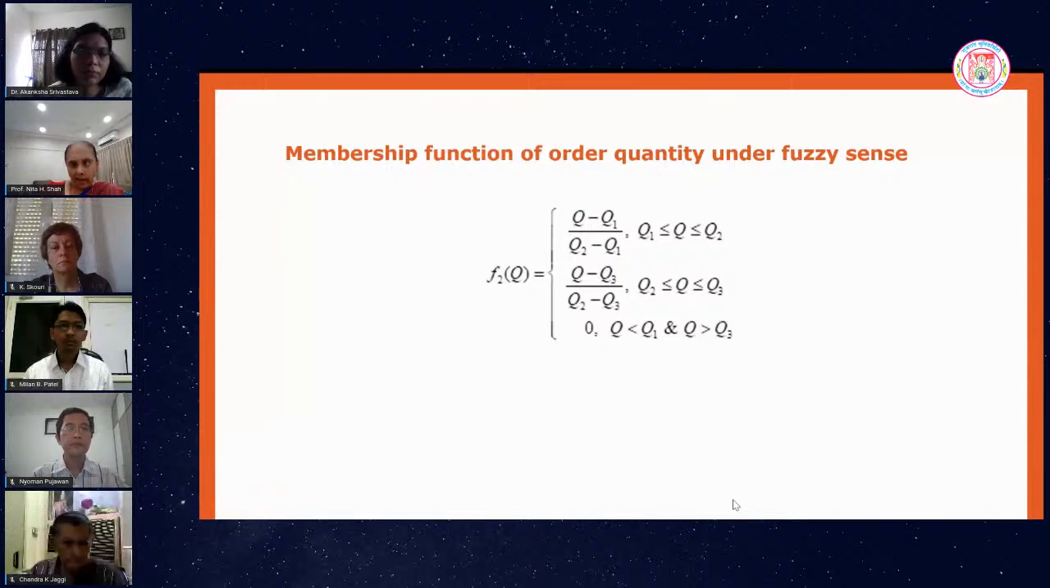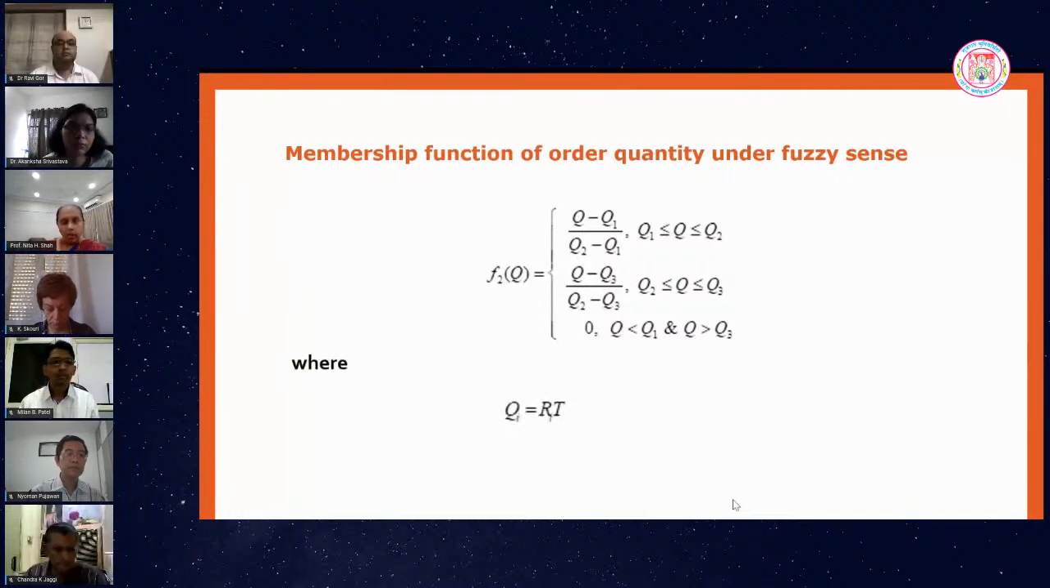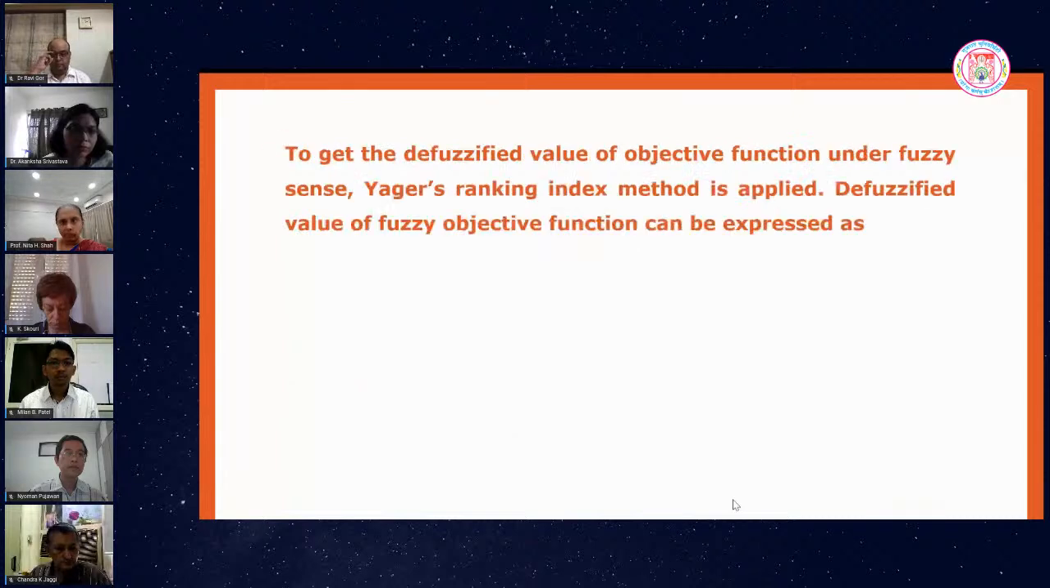The membership function of order quantity also we are required to find out. So that is (Q minus Q1) upon (Q2 minus Q1) if Q lies between Q1 and Q2. And similarly, if it lies between Q2 and Q3, it is given by (Q minus Q3) upon (Q2 minus Q3), and 0 outside the interval, where Qi is equal to Ri T.